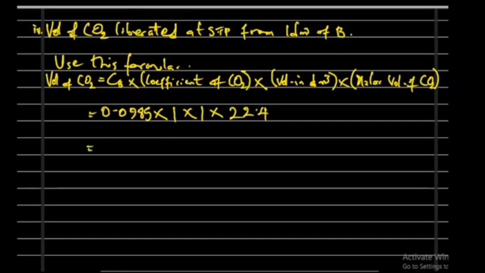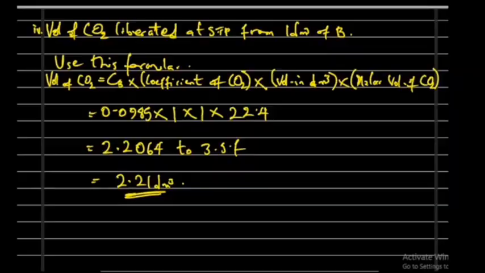So doing all of these calculations now, we will have it to be 2.2064, and this value to 3 significant figures will give us 2.21 dm³. So this is going to be the volume of carbon dioxide that will be produced at STP.